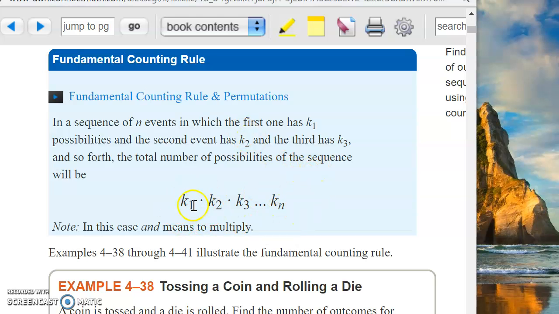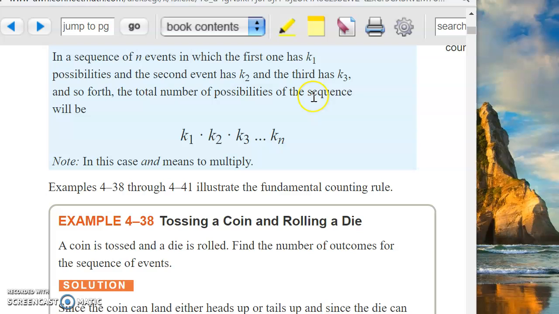So the first time I have k1 possibilities. How many possibilities do I have when I flip a coin? I have 2. The second time, how many possibilities do I have? I have 2. There's nothing that says they have to be different numbers of possibilities. Okay, so hopefully that makes this notation a little more clear.